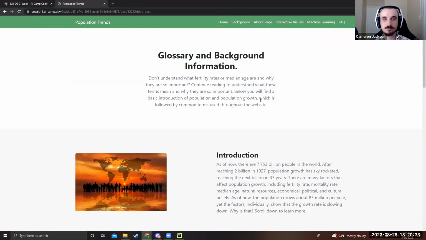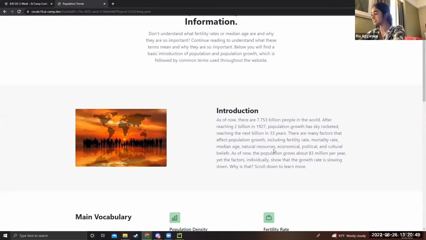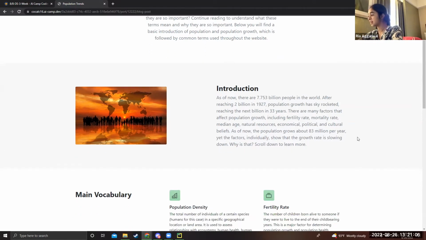Okay, so on our background page, if you want to get a better understanding of what some of the terminology is, or just want to learn more about machine learning, here's the best place to go. So as of now, there are 7.753 billion people in the world. After reaching 2 billion in 1927, population growth has skyrocketed, reaching the next billion in just 33 years. There are so many factors that affect population growth, including fertility rate, mortality rate, median age, natural resources, economic, political, etc. And as of now, the population grows about 83 million per year, yet the factors individually show that the growth rates are slowing down.